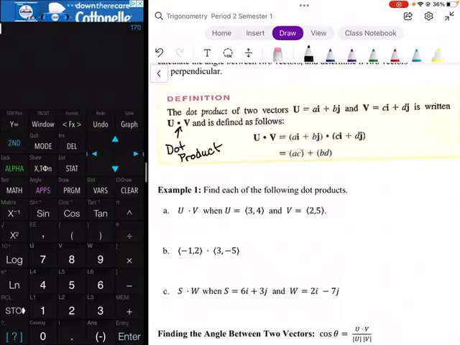So the dot product of u and v, we are going to take the coefficients of the i's and multiply those together. And then we're going to add that to the coefficients of the j's being multiplied together. And then our answer is going to be a number value. So this is something you're going to want to memorize, the formula. And once we do it a few times, you'll probably have it down.